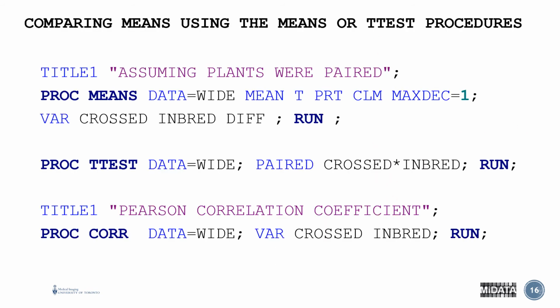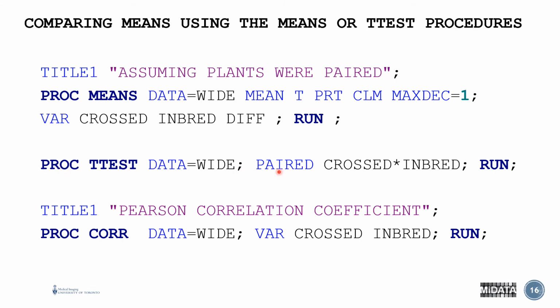Of course, we want to do some statistics, so we're going to compare the means using, in this case, proc means or a t-test as we've done previously. So here is your proc means. We're using the wide data set because the data is in columns. We're going to ask for the mean, the t-test testing whether or not the mean is significantly different from 0, the probability, and the confidence limit. Your variables, of course, are the 3 variables: cross, inbred, and difference.